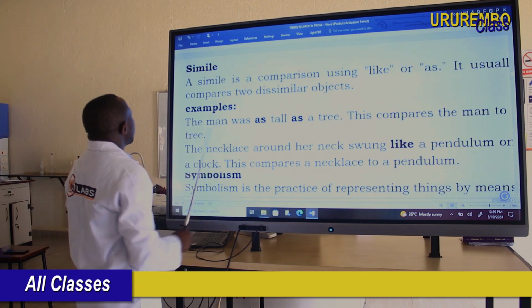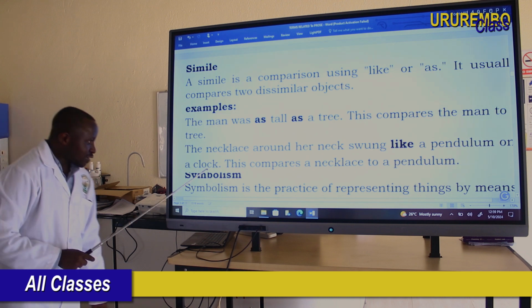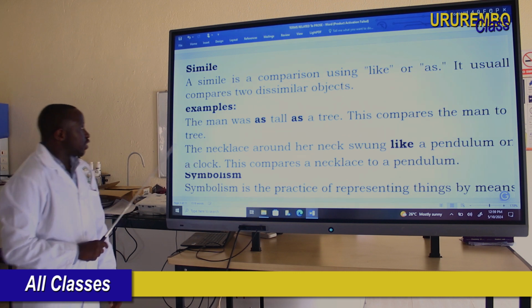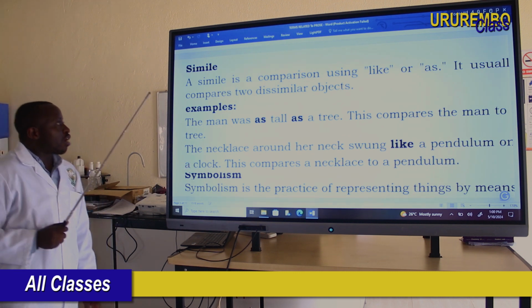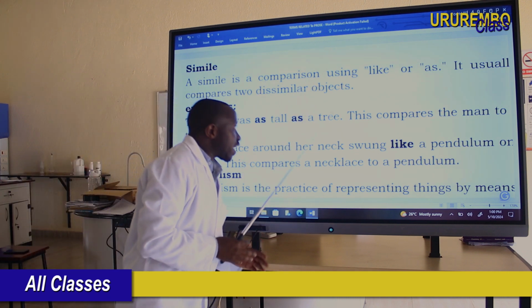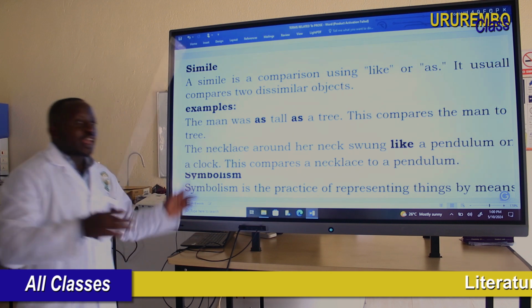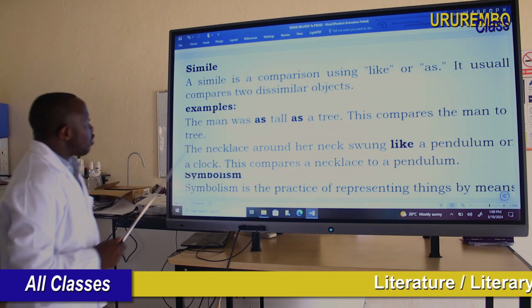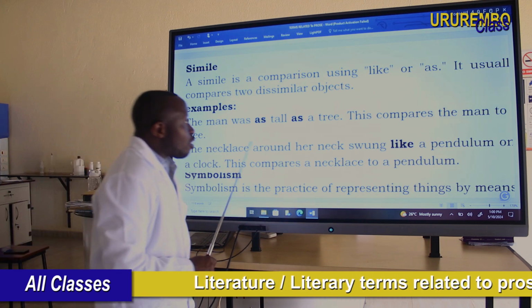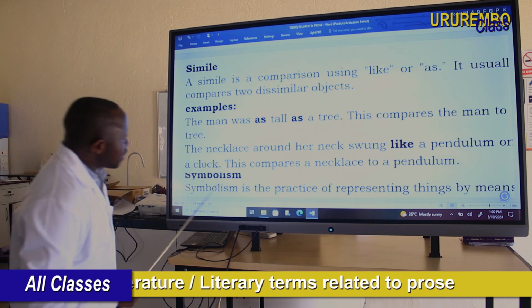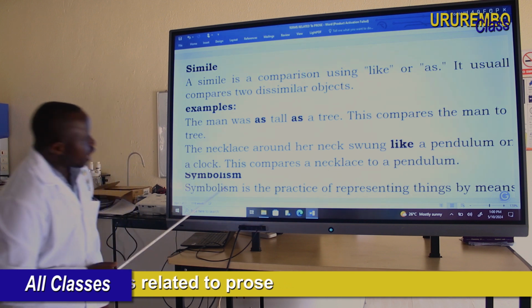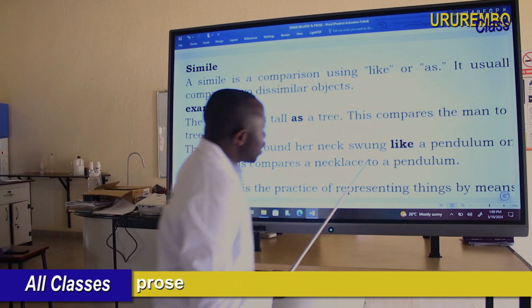Now we come to the simile. Simile, dear student, is also a comparison whereby you use words like 'like' or 'as'. So it's the opposite of metaphor. The example is: the man was as tall as a tree. This compares the man to a tree. The necklace around her neck swung like a pendulum of a clock. This compares a necklace to a pendulum.